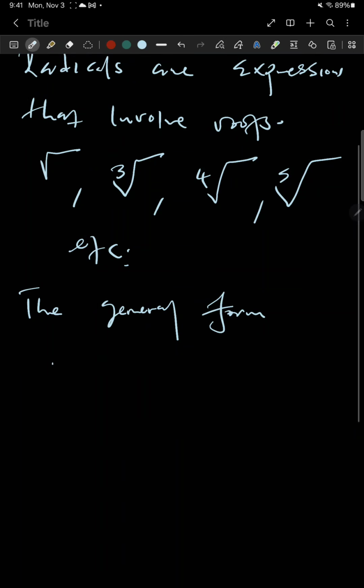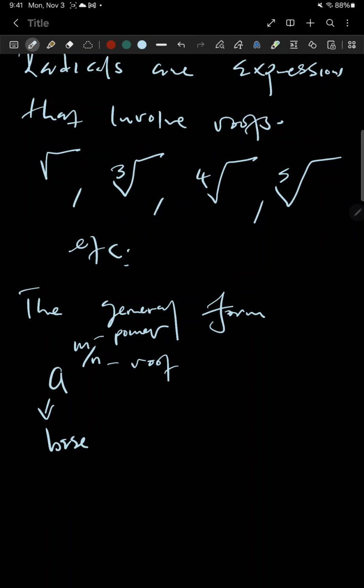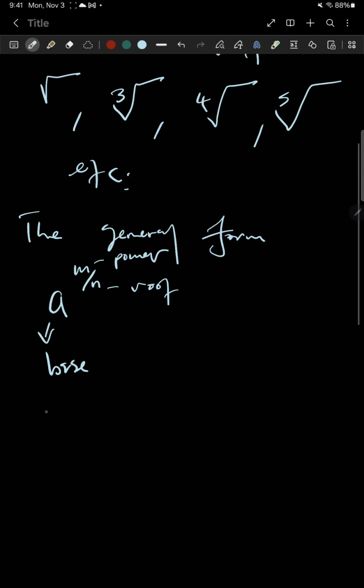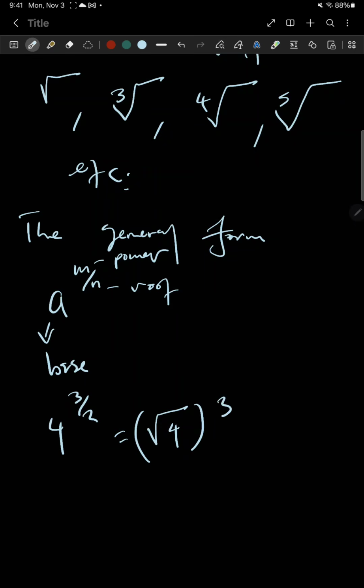Now you need to know the general form of a radical. The general form of the radical is a^(m/n), where m is a power, n is a root, and a is the base. A base can be any number. For example, we have 4^(3/2). Since there is a 2 down here, it can be written as the square root of 4, as you learned in grade 12, to the power 3.